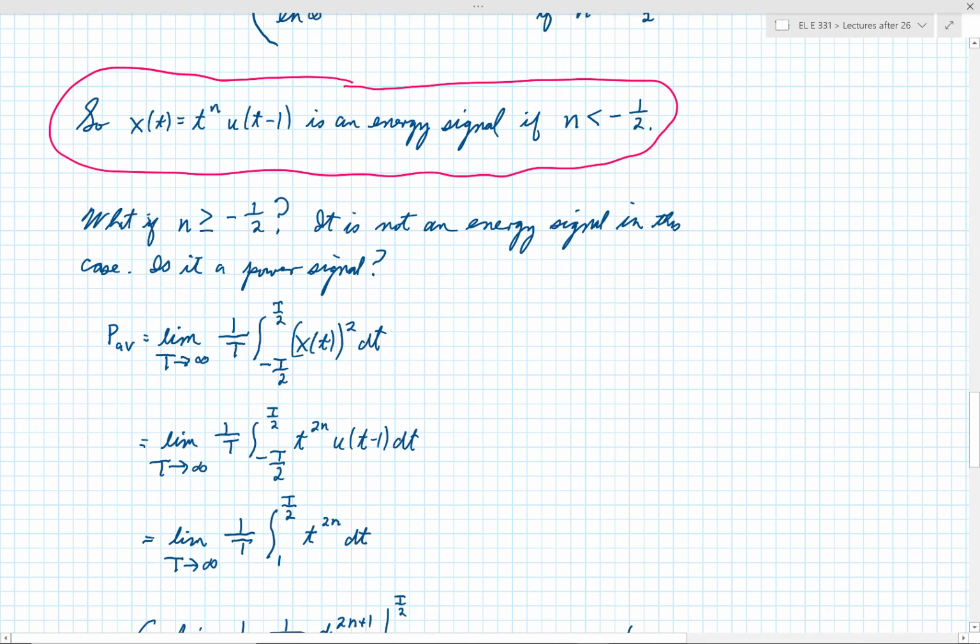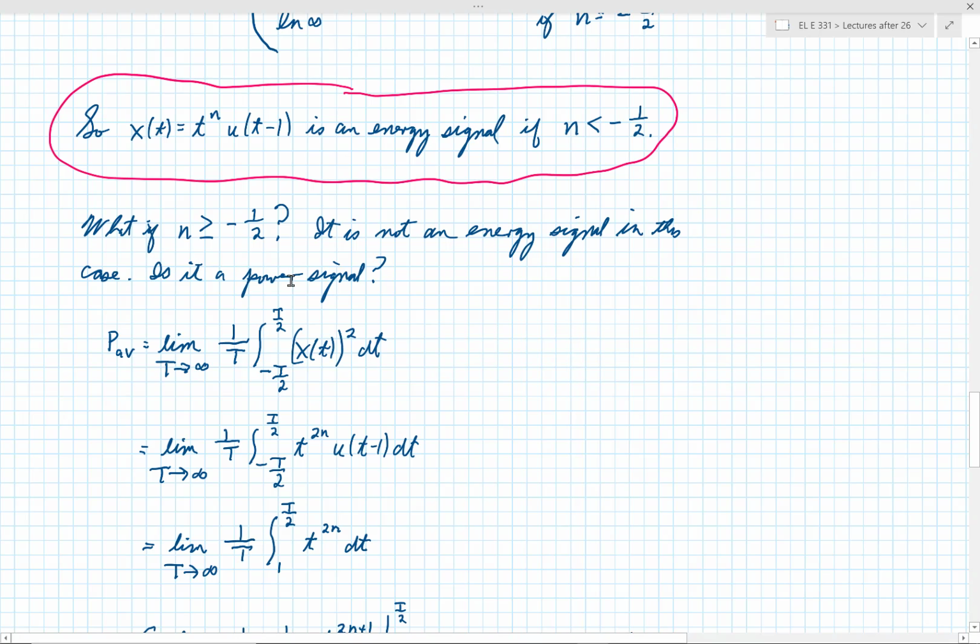Okay. So now that we know that, now we go back and say, well, what if n is greater than or equal to negative 1/2? What do we have then? We know it's not an energy signal in this case. Is it a power signal?